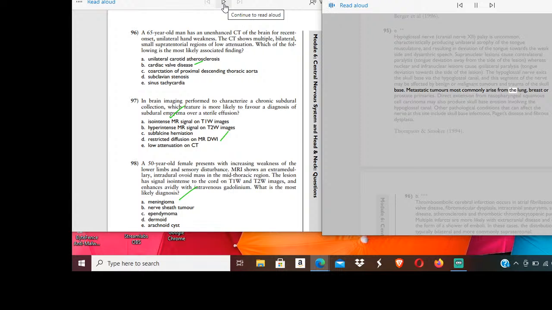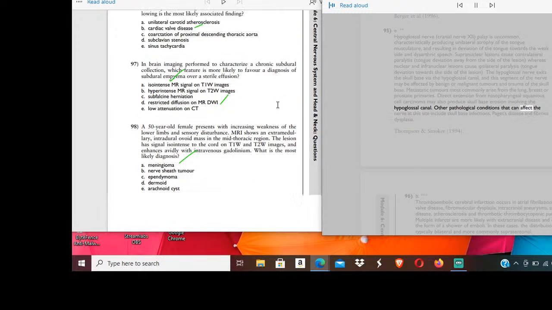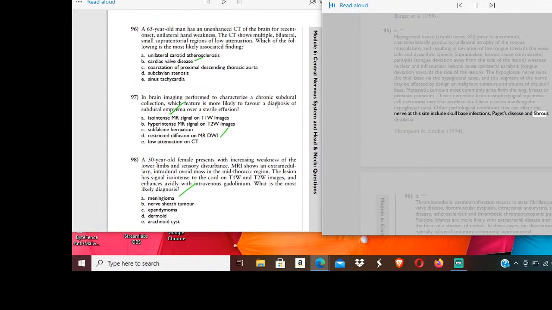Metastatic tumors most commonly arise from the lung, breast, or prostate primaries. Direct extension from nasopharyngeal squamous cell carcinoma may also produce skull base erosion involving the hypoglossal canal. Other pathological conditions that can affect the nerve at this site include skull base infections, Paget's disease, and fibrous dysplasia.